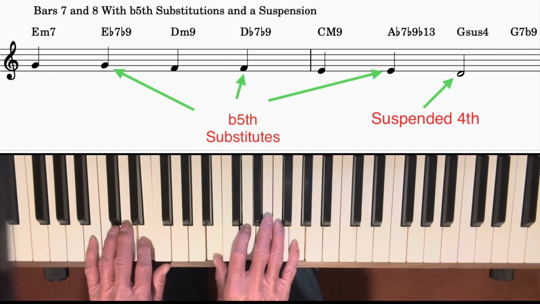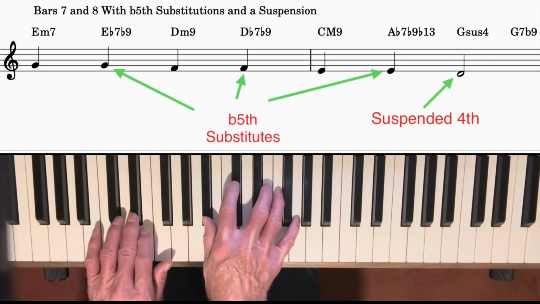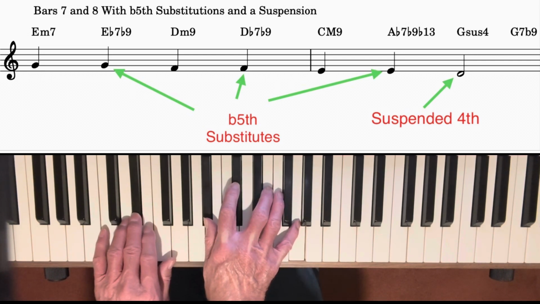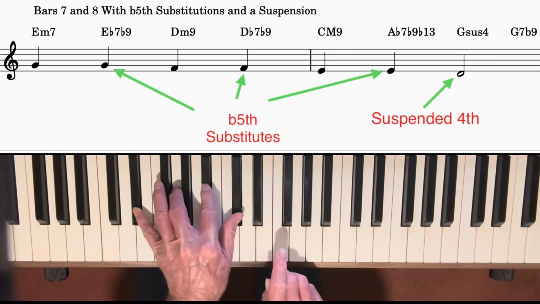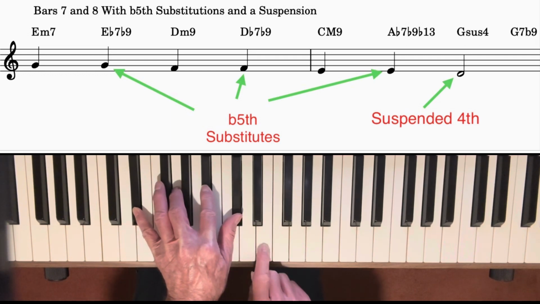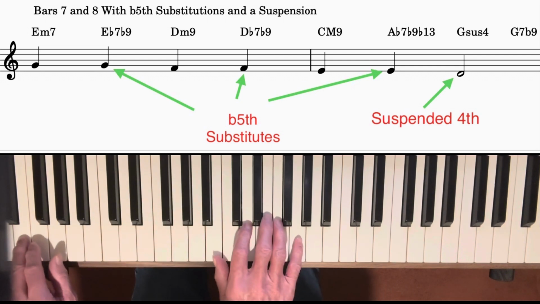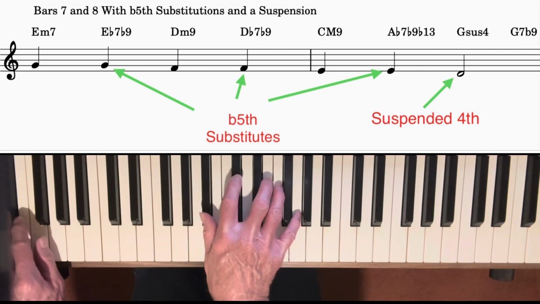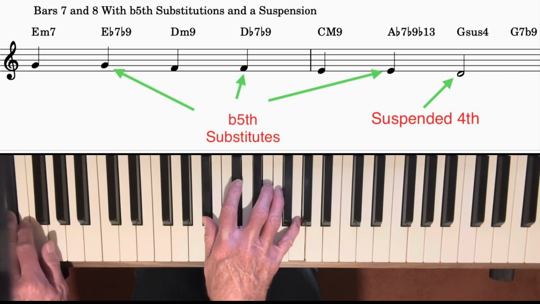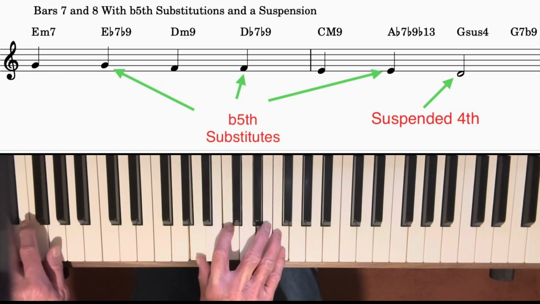Now I'm putting the flattened ninth in as well. That's E flat 7, that's the 9th, that's the flat 9th. I'm going to play the root down there, sounds a little bit richer. And that leads us nicely to the D minor 9 chord.